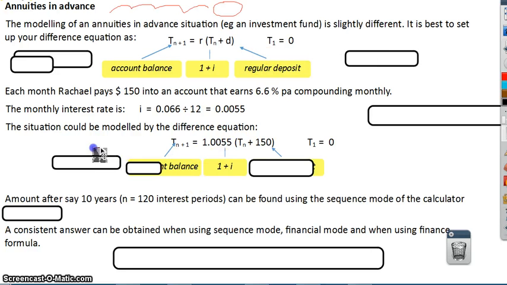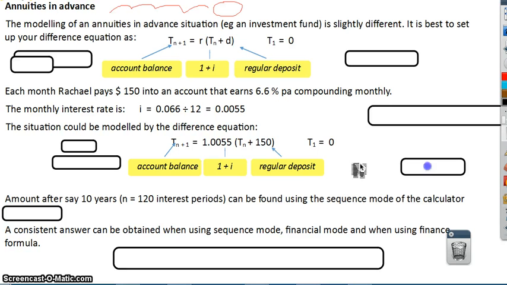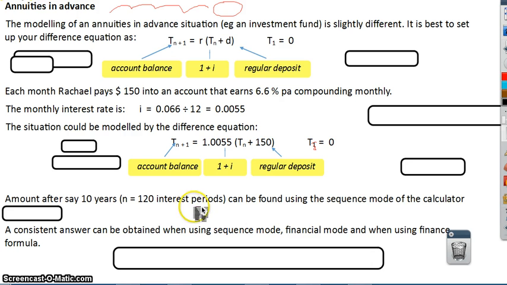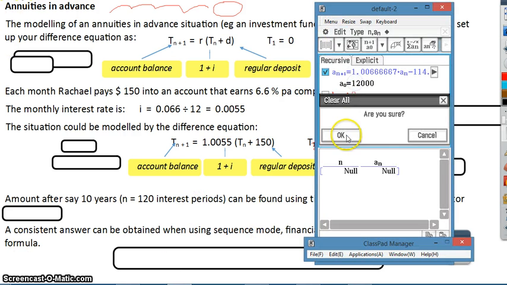So our account balance is equal to the interest rate multiplied by our nth term plus 150, which is our regular amount we're saving. Start with 0. I'm going to change that to 0 again. Now, the amount, say after 10 years, where n is 120 interest periods, can be found using the sequence mode of the calculator. So okay, clear the old one.